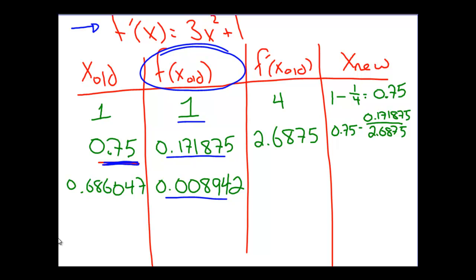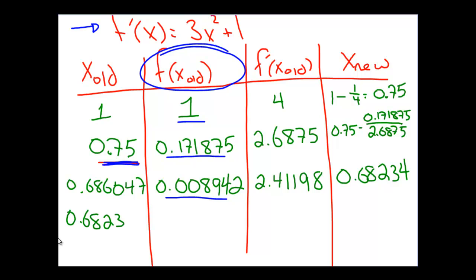If I plug in that x value of 0.686047 in to get the slope, we find the slope is 2.41198, and Newton's method then gives me a value of 0.68234. So notice that those old and new x values are fairly close. We're not changing the function by much here because we're already very close to the root. So 0.68234 becomes our old x value now, and we're going to do the iterative process once again to come up with the value.